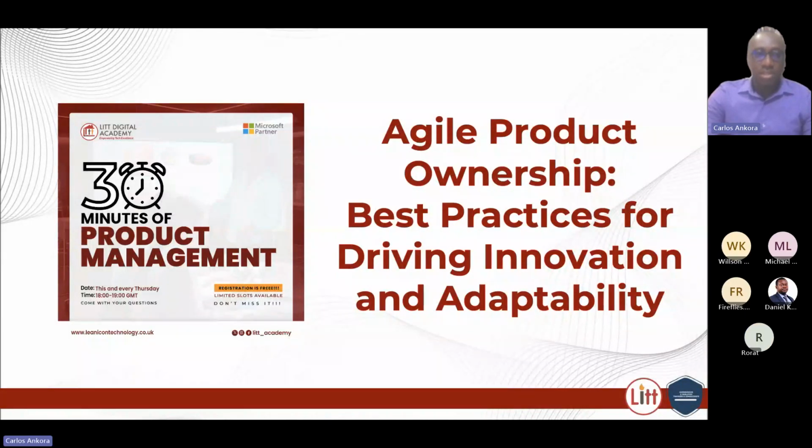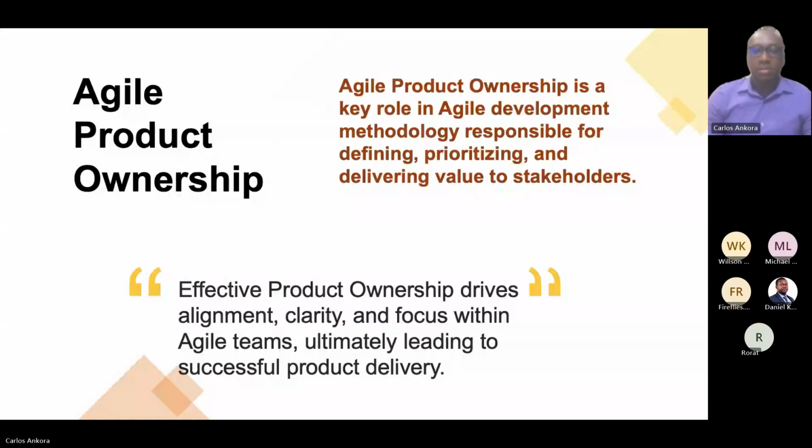So let's start with Agile Product Ownership. We say that this is a key role in Agile development methodology. It is responsible for defining, prioritizing, and delivering value to stakeholders. The product owner serves as the primary liaison between the team, that's the Agile team or the development team, and the stakeholders. And they ensure that the product meets the needs of the customer and delivers value.